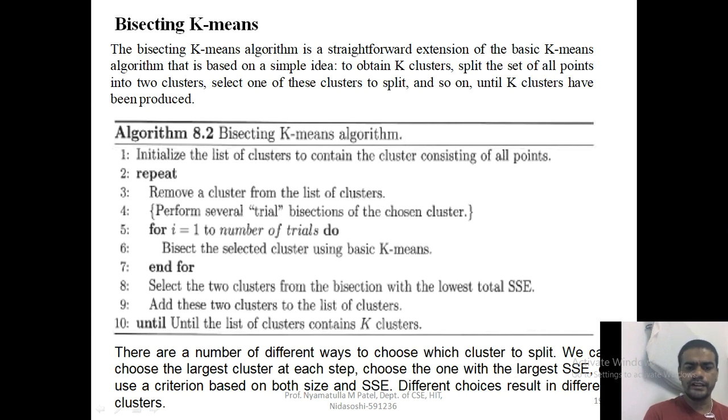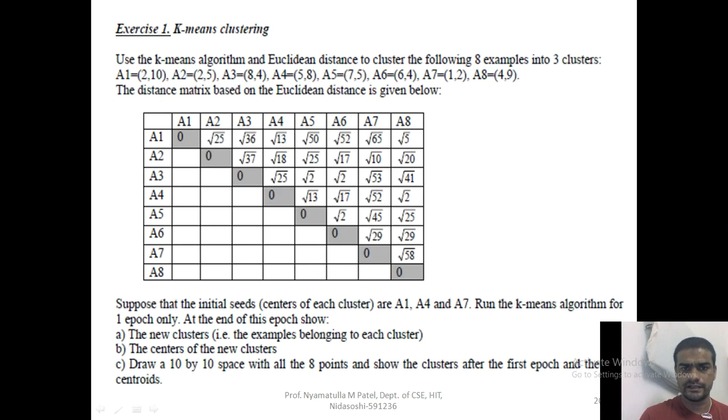So either you can use size, whether the cluster is small or large, or variation. If you select a large cluster, the choice is based on size. If you select a cluster for bisection based on SSE, then it is based on SSE. So based on the criterion, either size or sum squared error, different choices will result in different clusters.